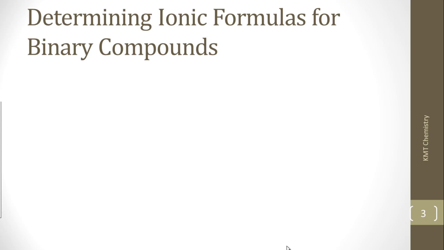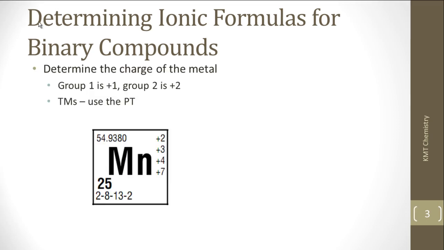When a metal and a nonmetal combine to form an ionic compound, typically they combine in certain ratios determined by how many electrons each atom has, because you want to maintain neutrality. So the best way to determine what the ionic formula is for a binary compound, first you need to figure out the charge on your metal. For group 1 and group 2, the charges are +1 and +2 always, respectively.